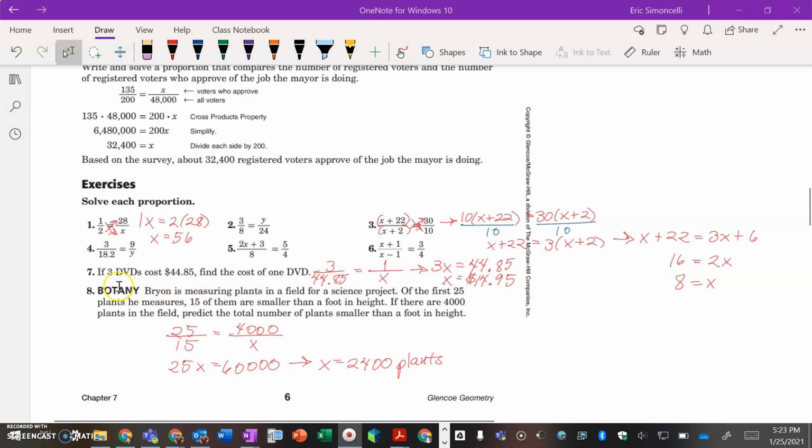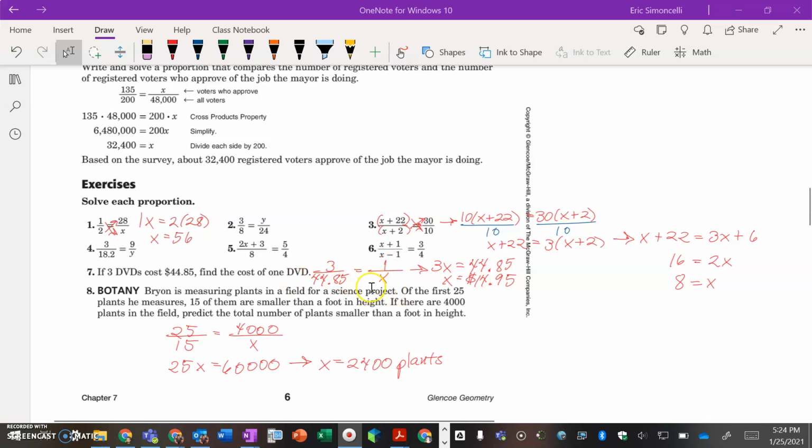Number 7, if 3 DVDs cost $44.85, find the cost of 1 DVD. All right, so I wrote my first ratio as 3 over 44.85, or you could flip it as 44.85 over 3. And then my right side of my proportion, I wrote my ratio as 1 over x. But again, I could have written it as x over 1. Just be careful. If you flip the left side as such, you're going to have to also flip the right side in the same manner.